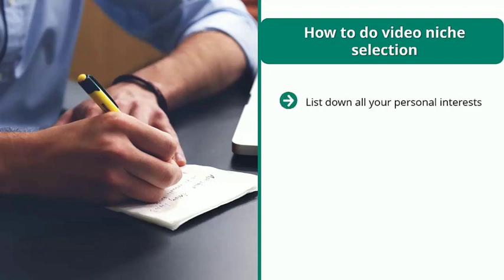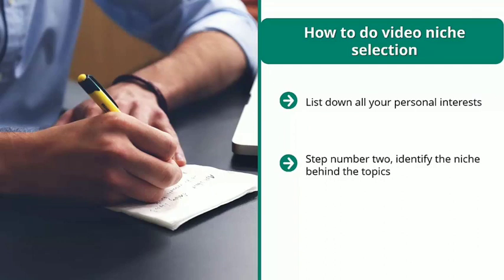Step number 1: List down all your personal interests. These are the topics that you yourself would love to talk about, even if you're not getting paid. That's how passionate you are about them. This is a stream of consciousness exercise. So just write down everything and anything that comes to your mind, but don't edit yourself, don't second guess, and just write it down. Just come up with a huge long list, as long as you are truly and sincerely interested in those topics.